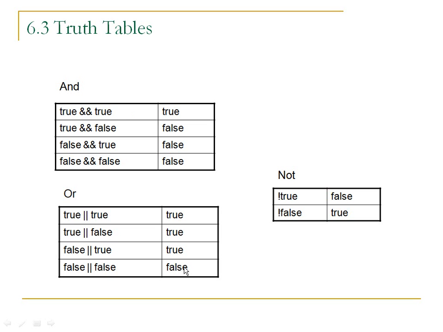These are called the truth tables. The simplest truth table is for the not operator. Not true is false and not false is true. These are all of the combinations of true and false for the and, or, and not. Not is the only of the logical operators that has only one operand, so it grabs onto something on its right. And and or have a left and a right operand.